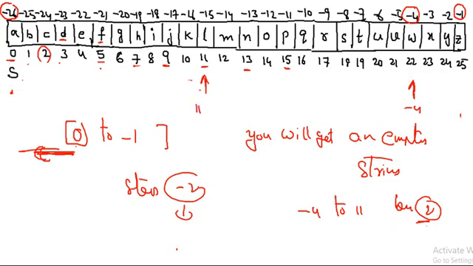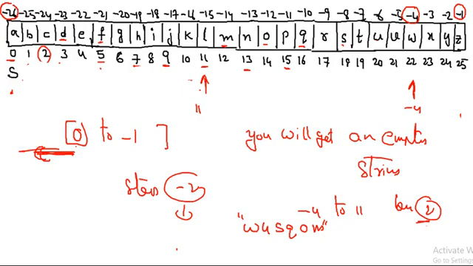What is the first value? W will be printed. What is the next alternate value? U will be printed. The next alternate value is S. Next is Q. What is the next alternate value? O will be printed. Then M will be printed. Then K. So this will be your answer.